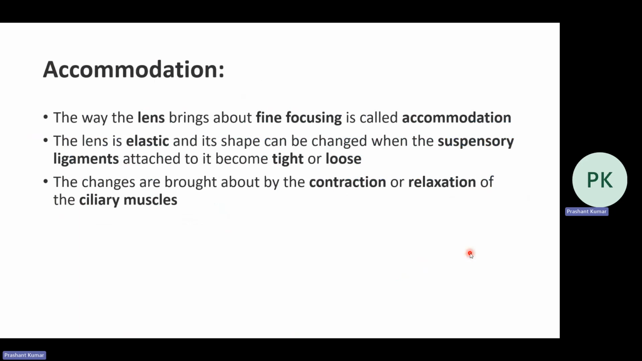Accommodation means a fine focusing, where the lens brings about a fine focus. These cells are actually elastic and their shape can be changed when the suspensory ligament attached to them becomes tight or loosens up. In the structure of the eye, I have discussed how they are attached. Now the changes are brought about by the contraction or relaxation of the ciliary muscles.